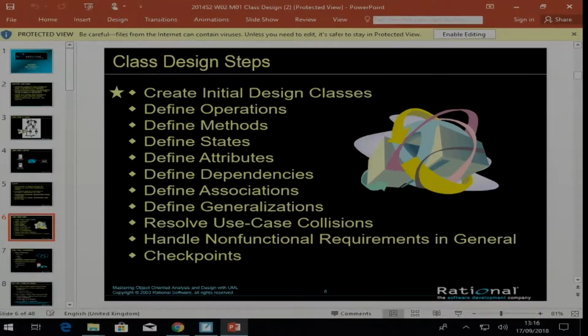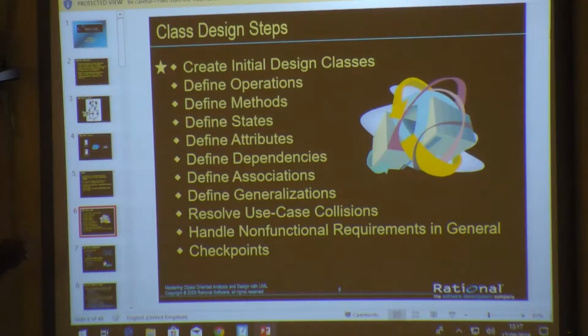So in order to do class design, there are several steps. You'll see it's going to look at creating your initial design classes, defining the operations, methods, states and attributes, then dependencies, associations and generalization, resolving use case collisions, handling the non-functional requirements in general, and then lastly there are a few checkpoints. For now we are going to look at the first ones, up to the attributes.